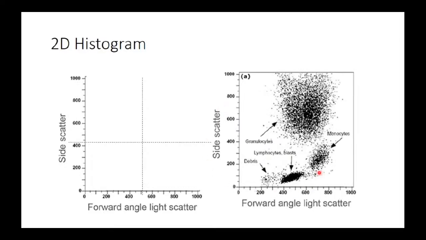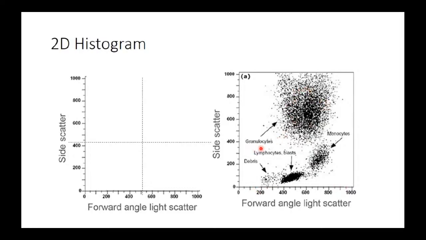So what we see here is an analysis of white blood cells. This is side scatter and this is forward scatter light. What we see here is a group of cells which are complex, very complex cells, because they give high signal on the side scatter detector, and they are medium in size. They are not so big and they are not small.